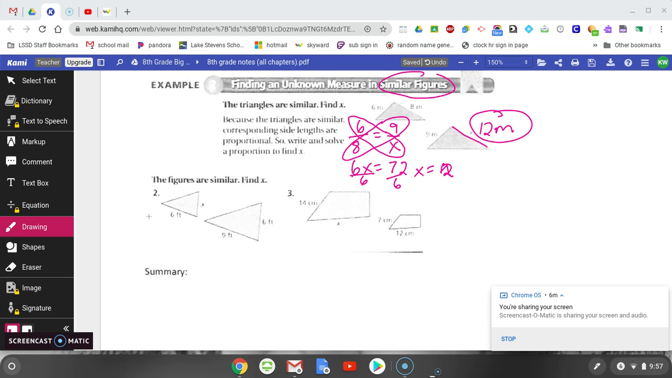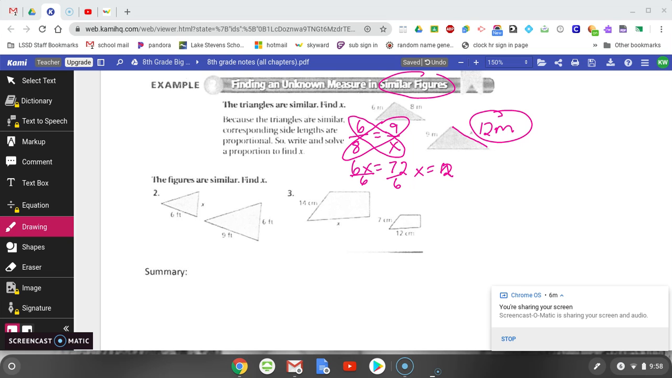Go ahead and try number 2 and number 3. Again, you're finding the missing side length on each of these. Write your proportion, set up that equation, and then solve it. When you're finished, go ahead and check back in and see how you did. So pause the video right now, try them, and then replay the video when you are ready.